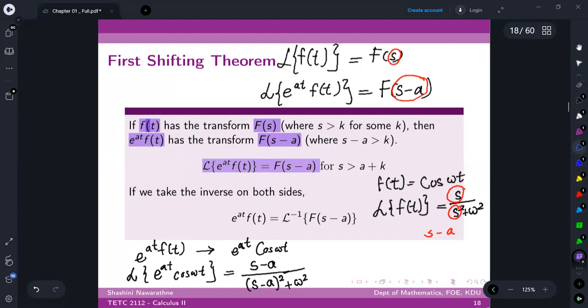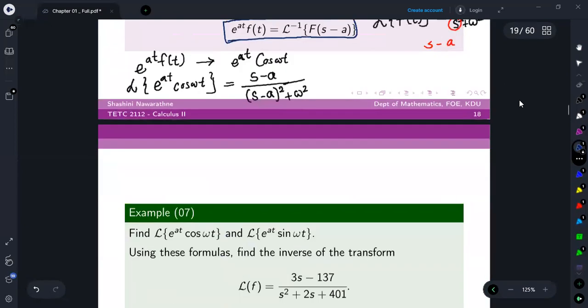And if we consider the inverse Laplace transform, if we take the inverse of both sides, then we can say that the inverse Laplace transform of capital F of s minus a is equal to e to the power at times f of t. So this is the theory related to the first shifting theorem. And now we are going to use this theorem to do a set of examples.